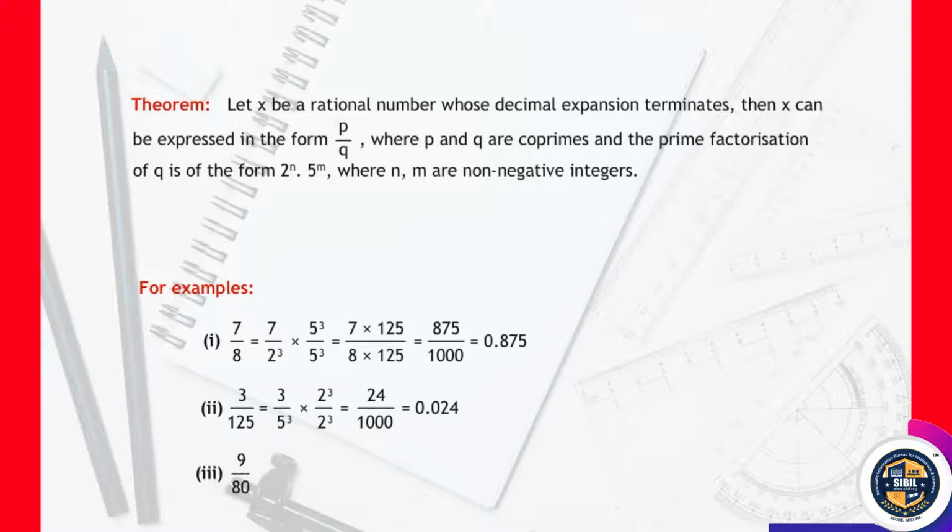Third, 9 by 80, is 9 by 2 raised to the power 4 into 5, into 5 raised to the power 3 by 5 raised to the power 3, is equal to 10125 by 10 raised to the power 4, is equal to 1.0125.